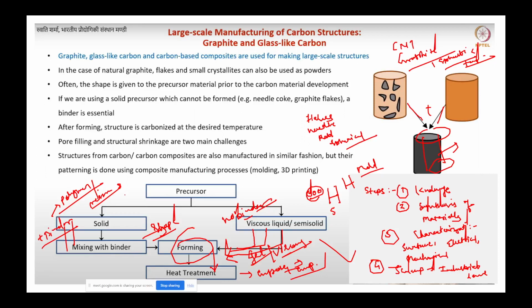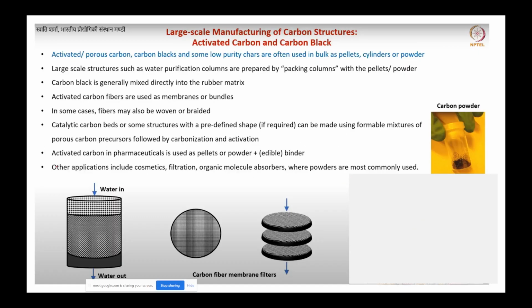So the main analogy of this manufacturing process is that first you should have your precursor. Precursor means whatever things you are using, suppose a solid or a liquid, for development of your material. Okay, so you can go for the solid binder, and then you will go for the forming process, and then in order to get the final material, you require a heat treatment process.